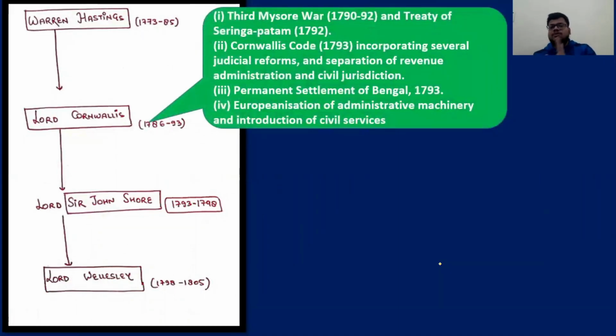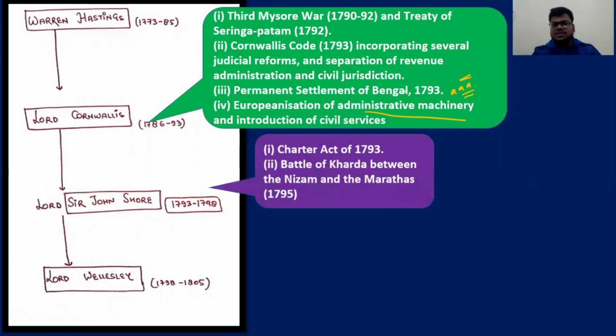Then we discussed the time of Lord Cornwallis, a very important Governor General. The Third Mysore War, the Treaty of Seringapatam finished the Tipu Sultan story almost de facto. Then Lord Wellesley finished Tipu Sultan altogether. Then we have the Cornwallis Code. We have read his judicial reform, police reform, and revenue reform. Revenue reform we have left, that is the Permanent Settlement system. We'll read it somewhere else. Then the Europeanization of the administrative machinery, the racial profiling that we discussed, and the introduction of the civil services.